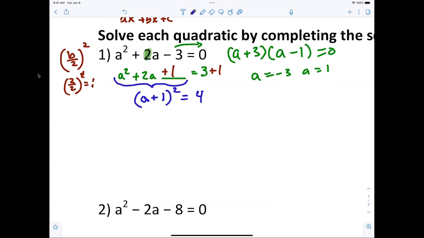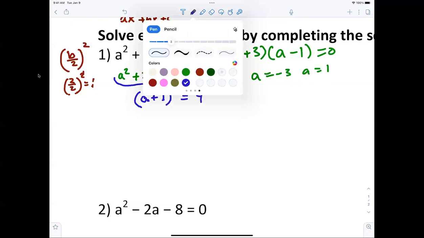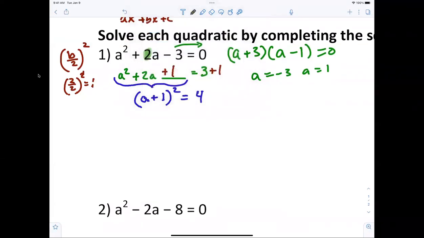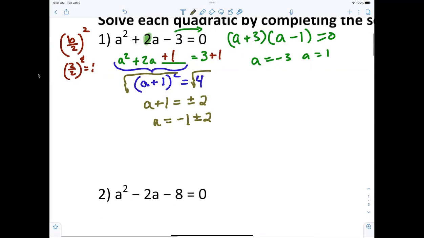If you understood yesterday's work, now you understand today's work, because now all I do is take the square root of both sides. A plus 1 equals plus or minus what? 2. Then I subtract 1. A equals -1 plus or minus 2. What's -1 plus 2? 1. What's -1 minus 2? -3. Look at my answer here, and look at my answer here.